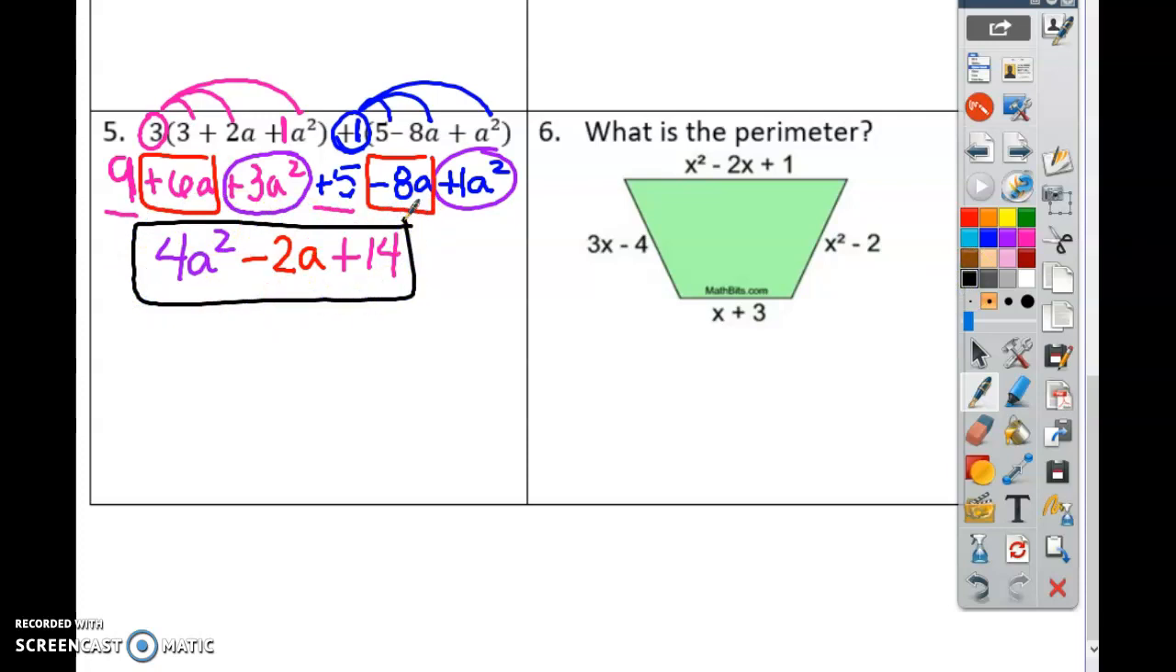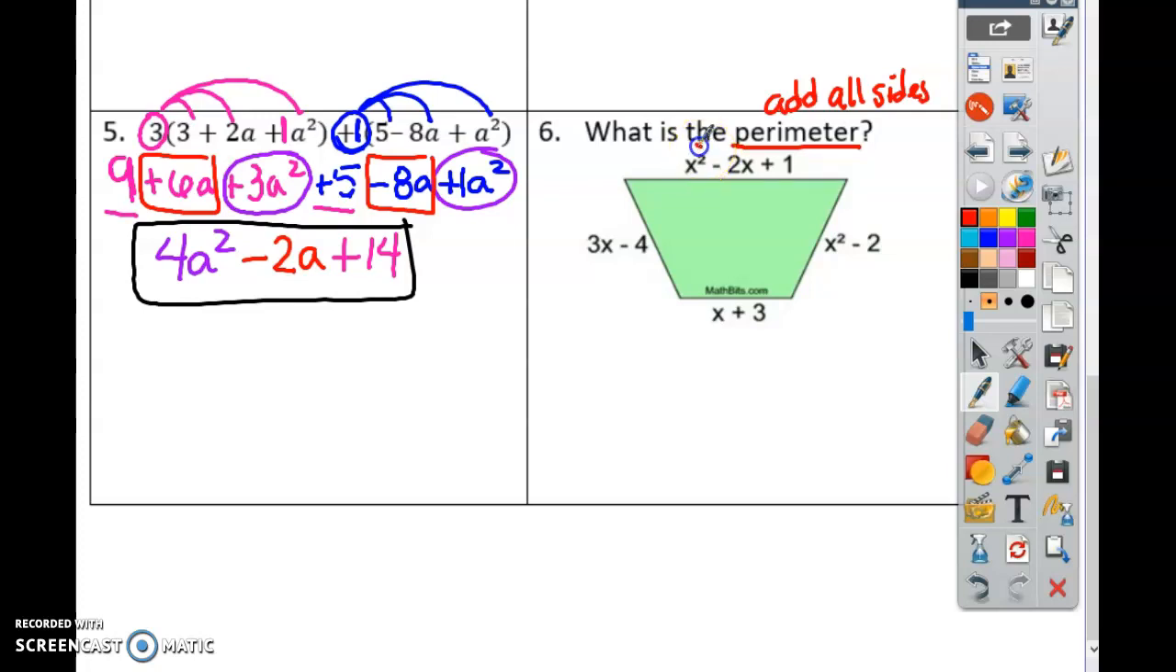All right, number 6. What is the perimeter? What do you do when they ask for perimeter? Add up all the sides. Sumas todos lados. Add all sides. So write it down. We're adding all the sides. That means we are combining like terms. Los que se parecen, combine.